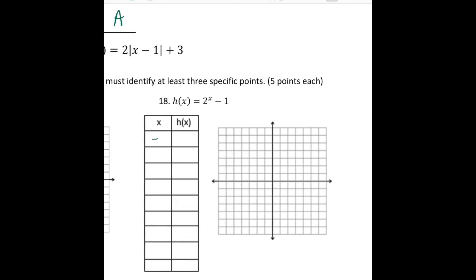Over here, I'm going to go ahead and pick my -3, -2, -1, 0, 1, 2, 3 again. If I plug this in, this is actually going to be -7/8. This is going to be -3/4. This is -1/2. No, it is 0. 1 is going to be 1. 2 is going to be 3. 3 is going to be 7. Okay, so now I have some points. I'm going to go ahead and graph it. It's going to get real small down here.